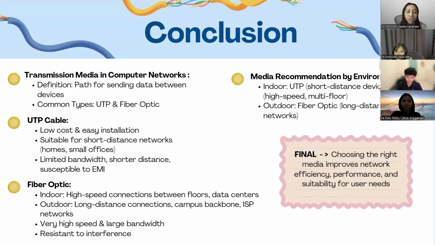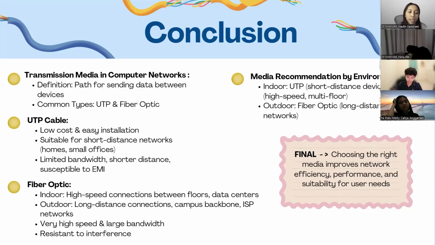As we said before, we can see the conclusion from the presentation that we have already talked about. The first conclusion is transmission media in computer networks. By definition, it is the path for sending data between devices, and the common types used are UTP and fiber optic. UTP cable is low cost and easy to install, so it is suitable for short distance networks like homes and small offices, but it has limited bandwidth, shorter distance, and is susceptible to EMI.